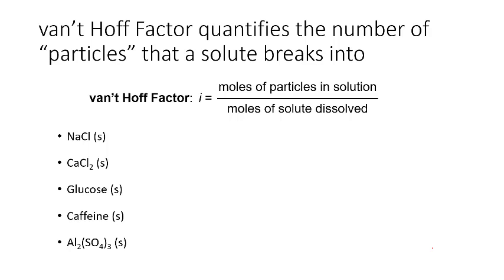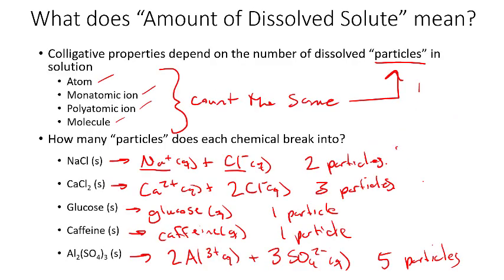So here comes in the term the Van't Hoff factor. The Van't Hoff factor, which has the symbol i, quantifies the number of particles that a solute breaks into when you dissolve it in solution. The Van't Hoff factor is given as the moles of particles in solution over the moles of solute dissolved. So if we dissolve 1 mole of our solute, this will tell you the number of moles of particles that they break up into in solution. Basically, the same numbers that we just solved for back here are going to be our Van't Hoff factor i.